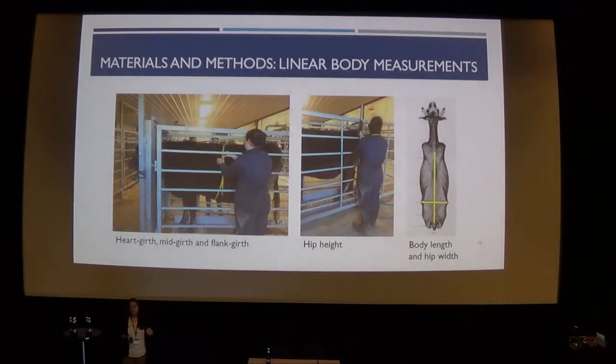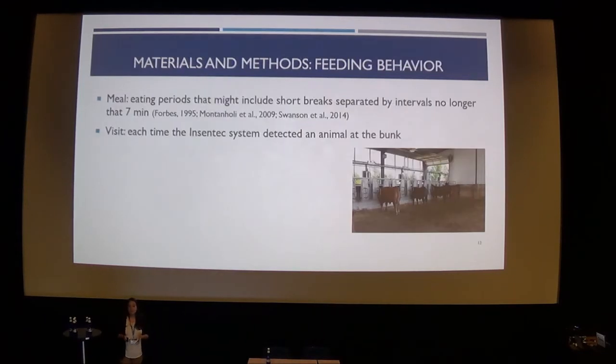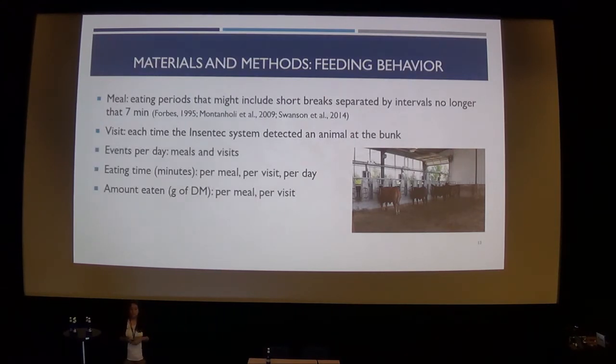So, as illustrated in the images here, we had 6 different linear body measurements which included heart girth, mid-girth, flank girth, hip height, body length, and hip width. And for feeding behavior, we considered a meal each feeding event that possessed an interval no longer than 7 minutes, and a visit any time that the animals had access to the feed bunk. So for feeding behavior traits, we evaluated about 7 different traits.